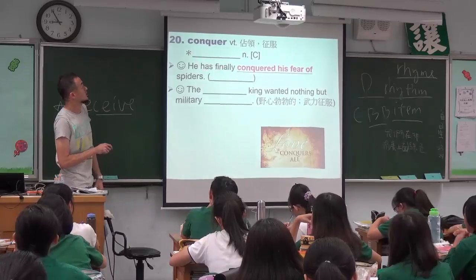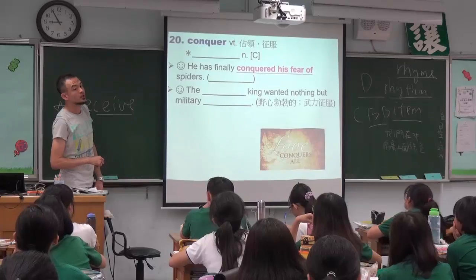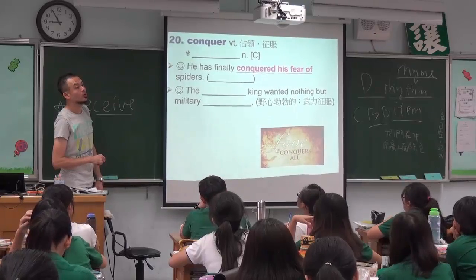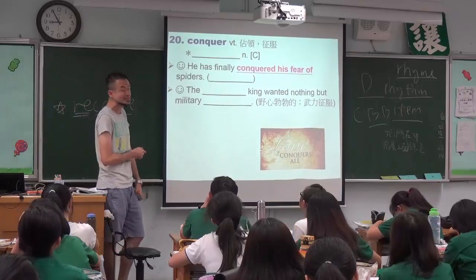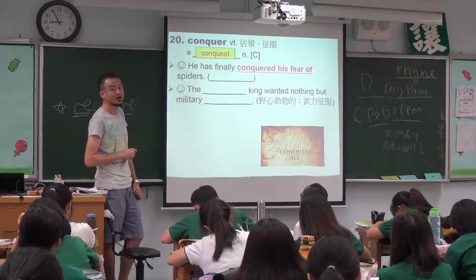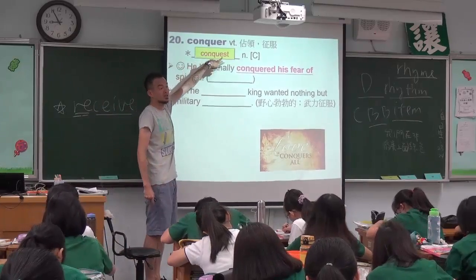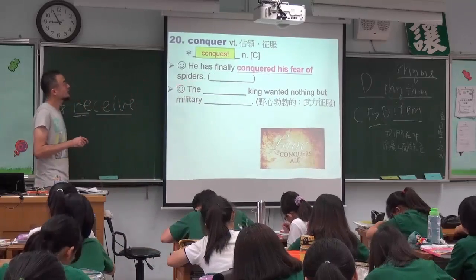It's okay. And here for the word conquer, the noun is the word conquest. If we say conquest, how do we spell the word conquest? C-O-N-Q-U-E-S-T, conquest. So here, conquer means a verb. Conquest means the noun. Okay? Yeah. So here, please read the first example.